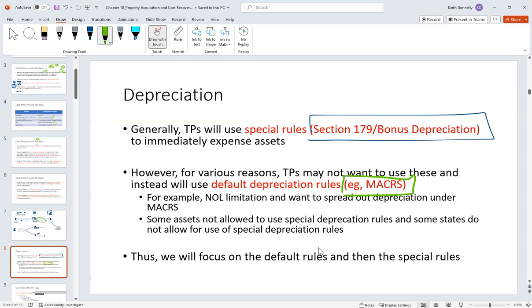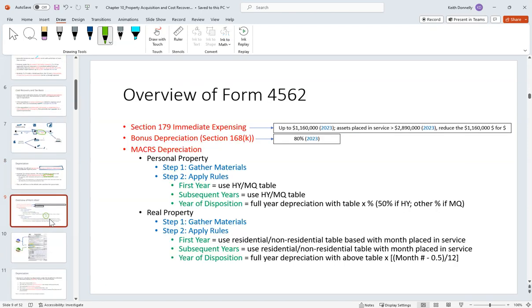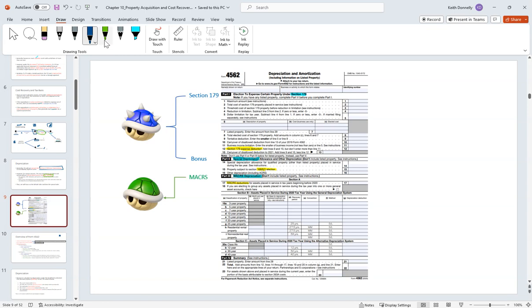Most of the time, long-lived assets you get to immediately expense, whether it's through 179 or bonus. Whatever is left over right after you expense that, like the cheese part of the Swiss cheese, that will be subject to MACRS depreciation. Okay, so this is a very important slide. We're going to keep referencing it, but let's look at the 4562.